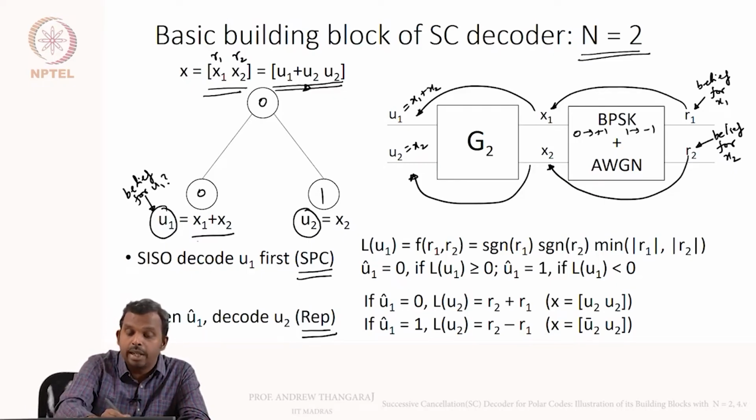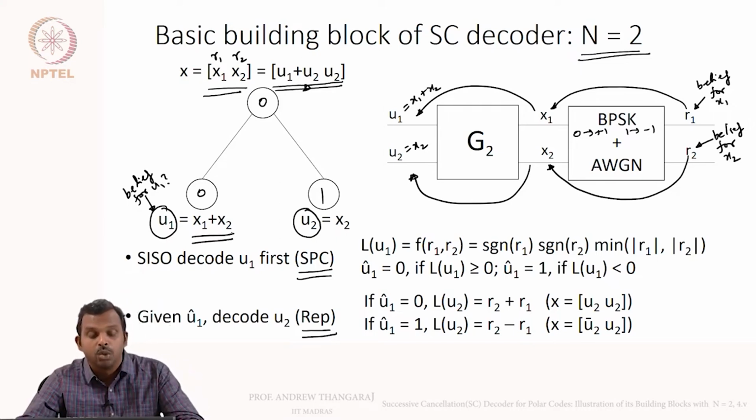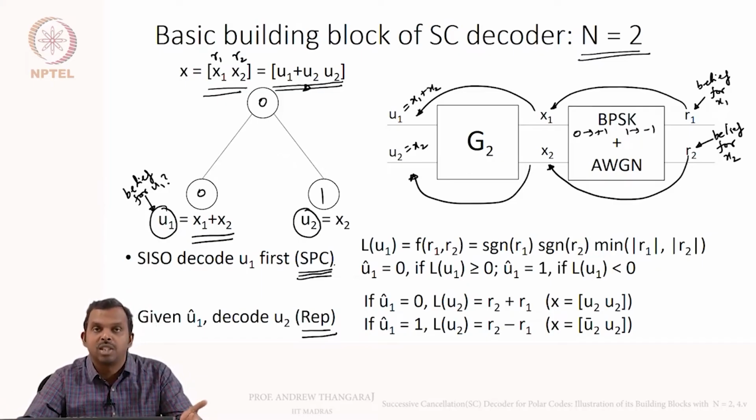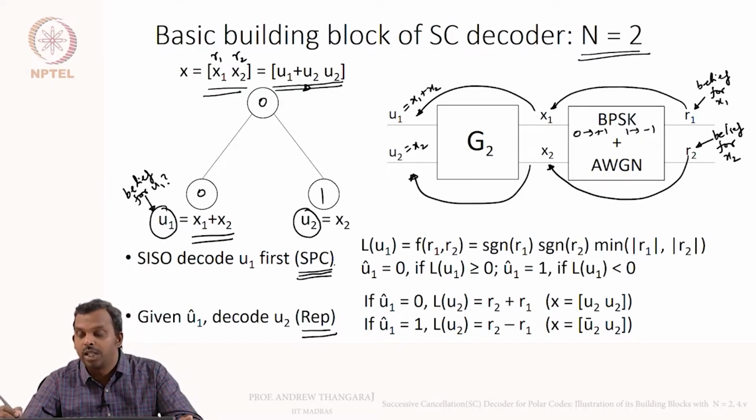Okay, and what is u1? x1 plus x2. You have a belief for x1, you have a belief for x2. What is the belief for x1 plus x2? This is the classic single parity check problem, right? So this is the extrinsic information for single parity check, and for this we can use the min sum method.